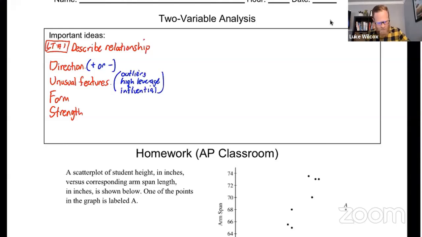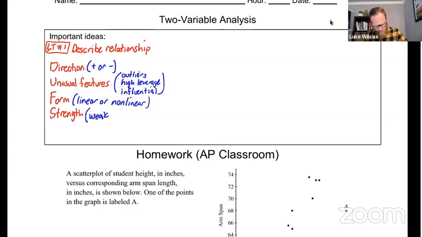All right, in terms of form, you sort of have two choices here in AP statistics, and that's linear or nonlinear. Now, if you take another statistics course in college, you'll get into those nonlinear relationships in a little bit more detail. And then finally, strength. We have different words to describe the strength, ranging from weak all the way up to strong.